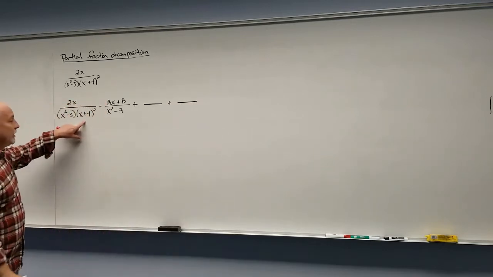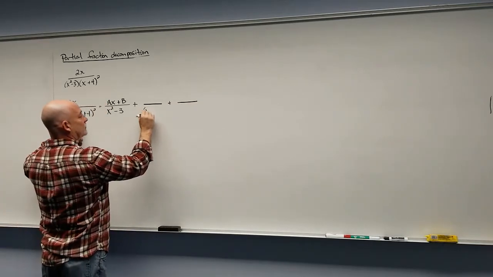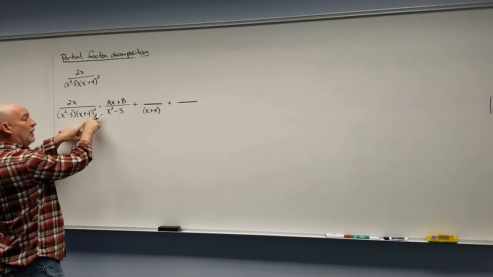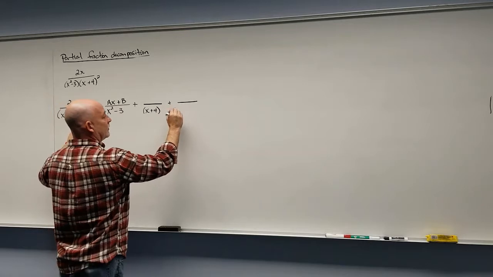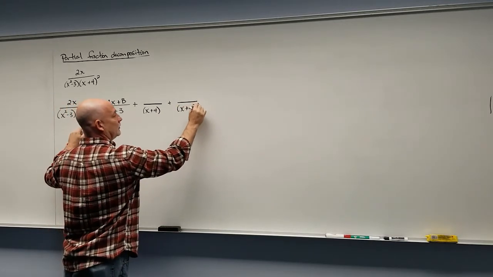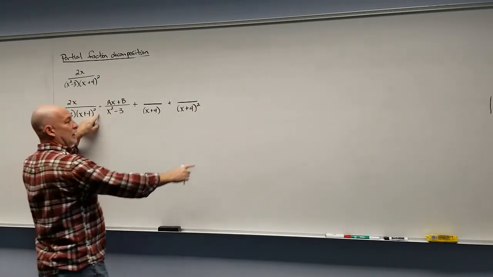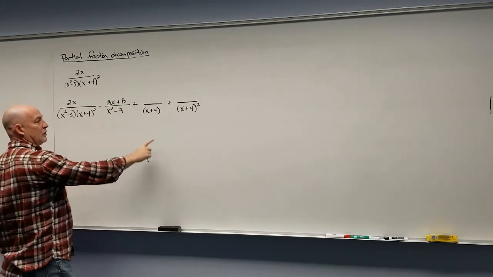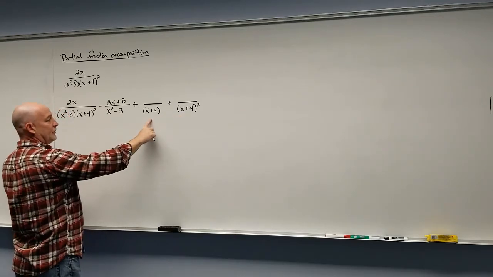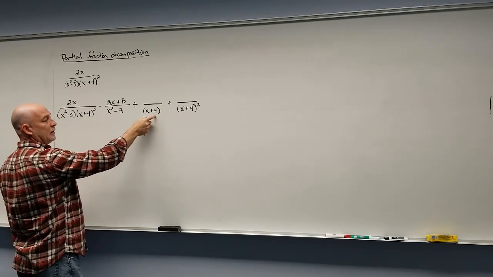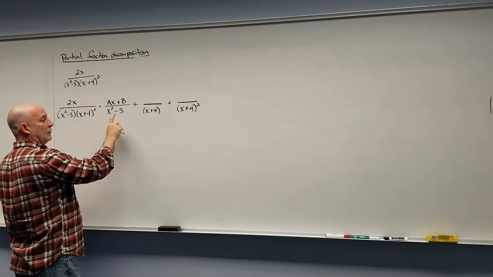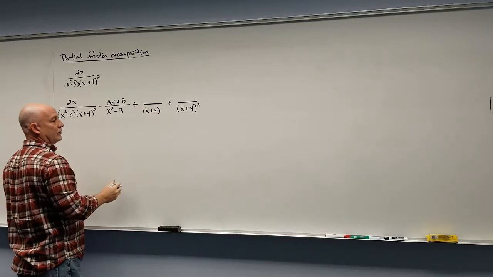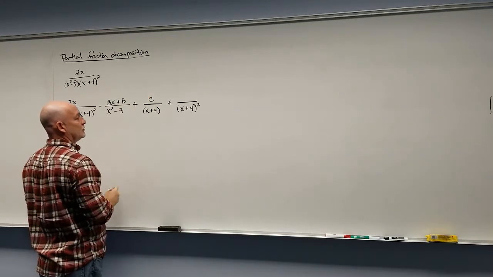What you do is you take whatever's being repeated and raise it to all the powers up to what the power's repeated. So since it's repeated twice, I'm going to do x plus 4 to the first and then x plus 4 squared. If this was a cube, then I'd have plus x plus 4 to the third, and so on and so forth. Now what goes on top of these? Well, on top is going to be 1 degree less than what's repeated. Here this is a linear term being repeated, so a constant goes on the top of that. I've already used A and B, so let's use C.